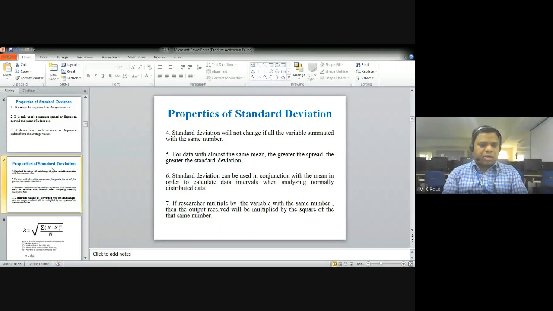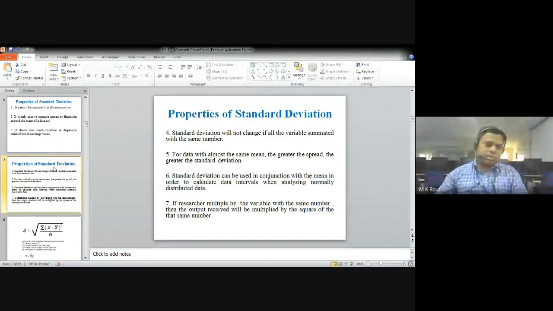And point number 6, the standard deviation can be used in conjunction with the mean to calculate the data interval when analyzing normal distributions. We have already gone through the normal distribution, as I told you in the previous slide, which applies to individual series and discrete series, that is, grouped or ungrouped data. The last point is that if a researcher multiplies the variable by a number, the standard deviation will be multiplied by that same number.